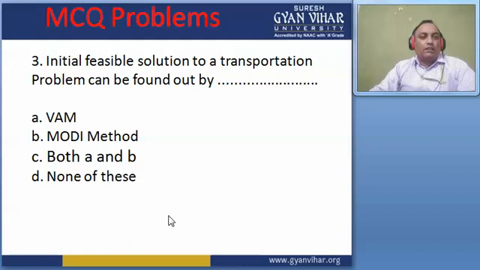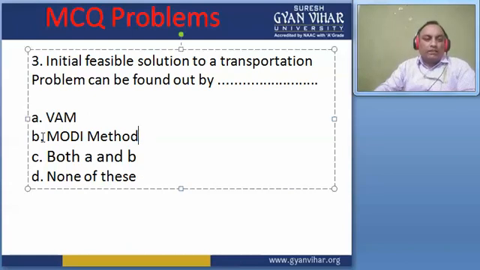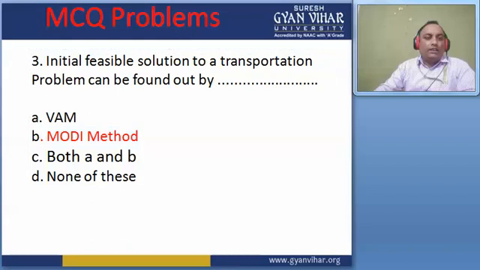This is about the initial basic feasible solution to a transportation problem. The initial basic feasible solution can be found by the WAM method, Modi method, both A and B, or none of these. So the right answer here is the Modi method. This is the right answer for this problem.